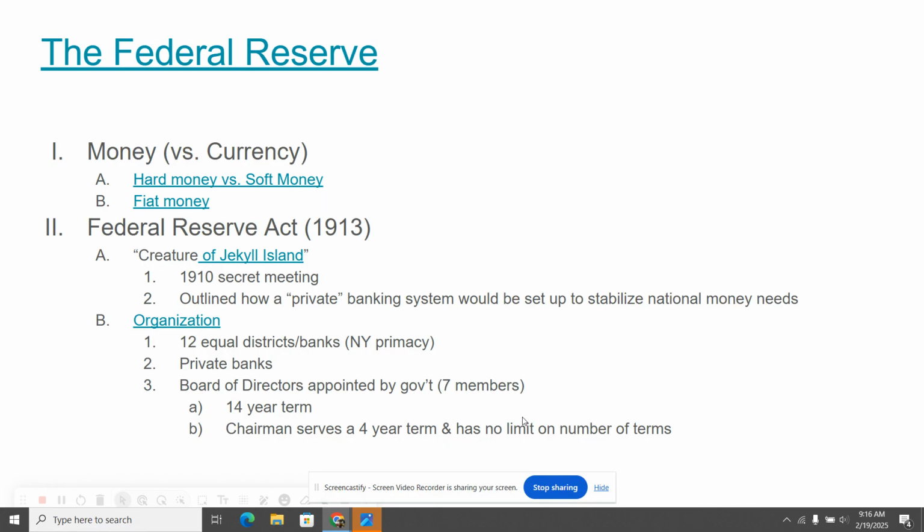5 members of the Federal Reserve banks, so 5 presidents of the banks, and the 7 members of the board of directors serve as what's called the Open Market Committee. They are the people who monitor the economy and keep track of what's going on.